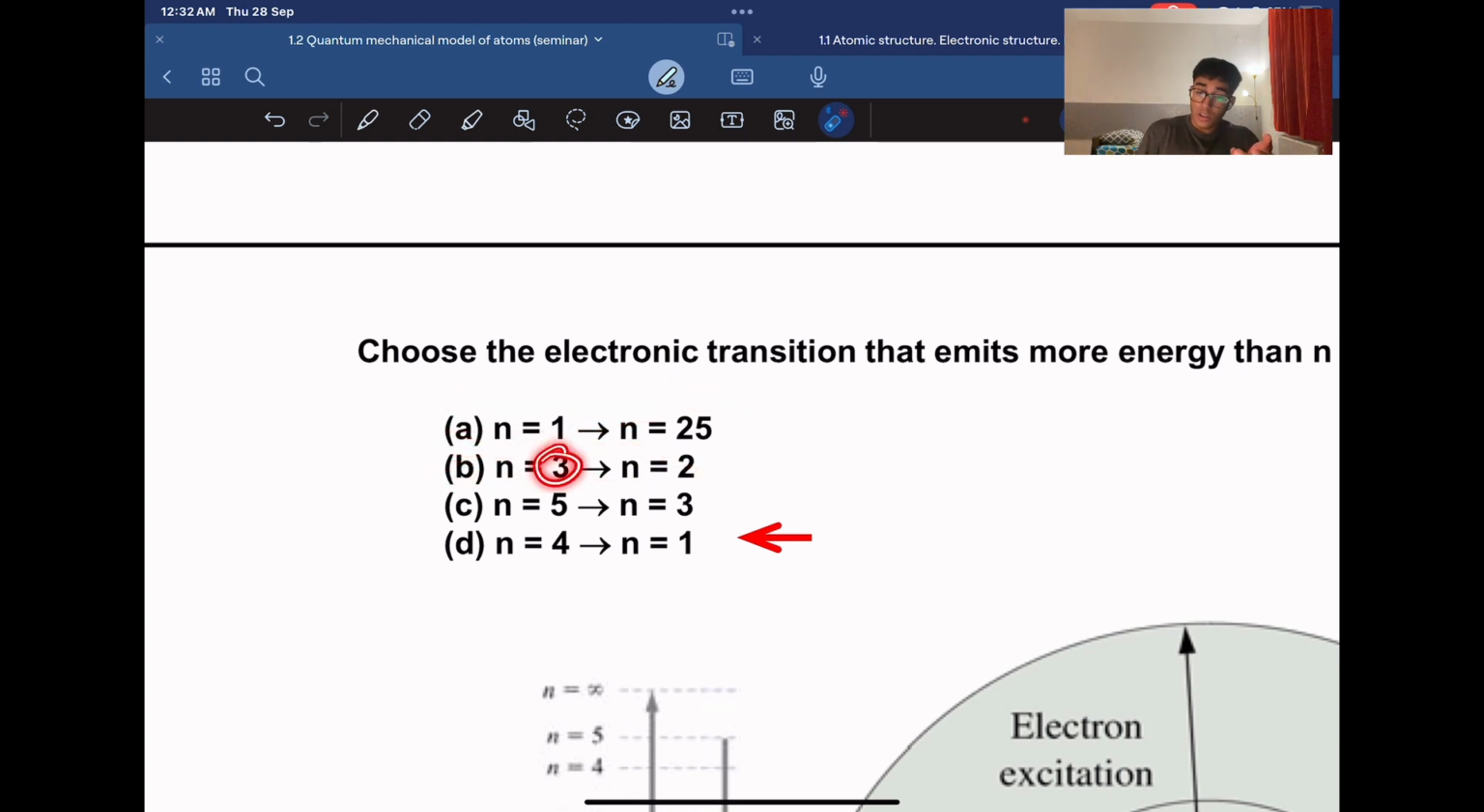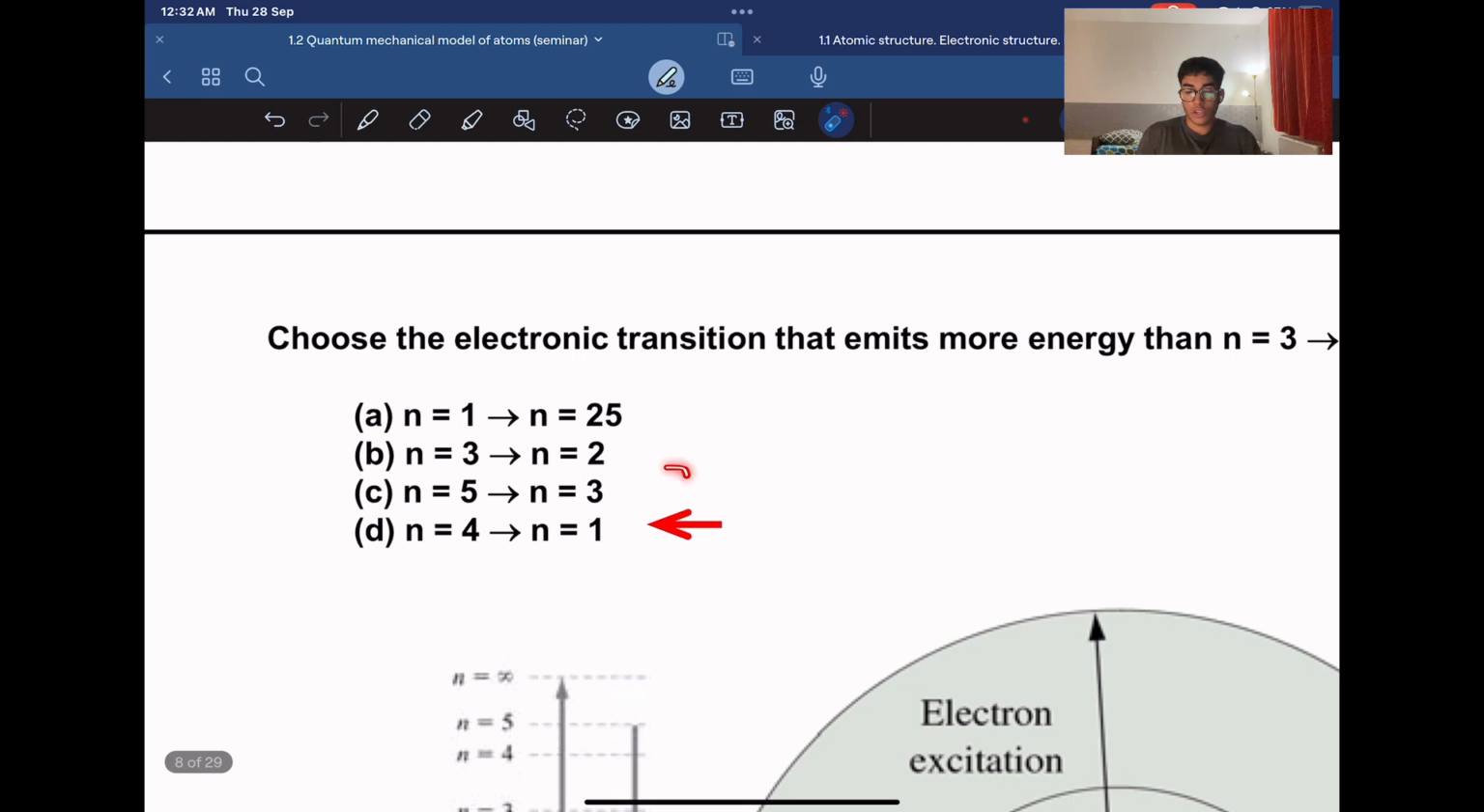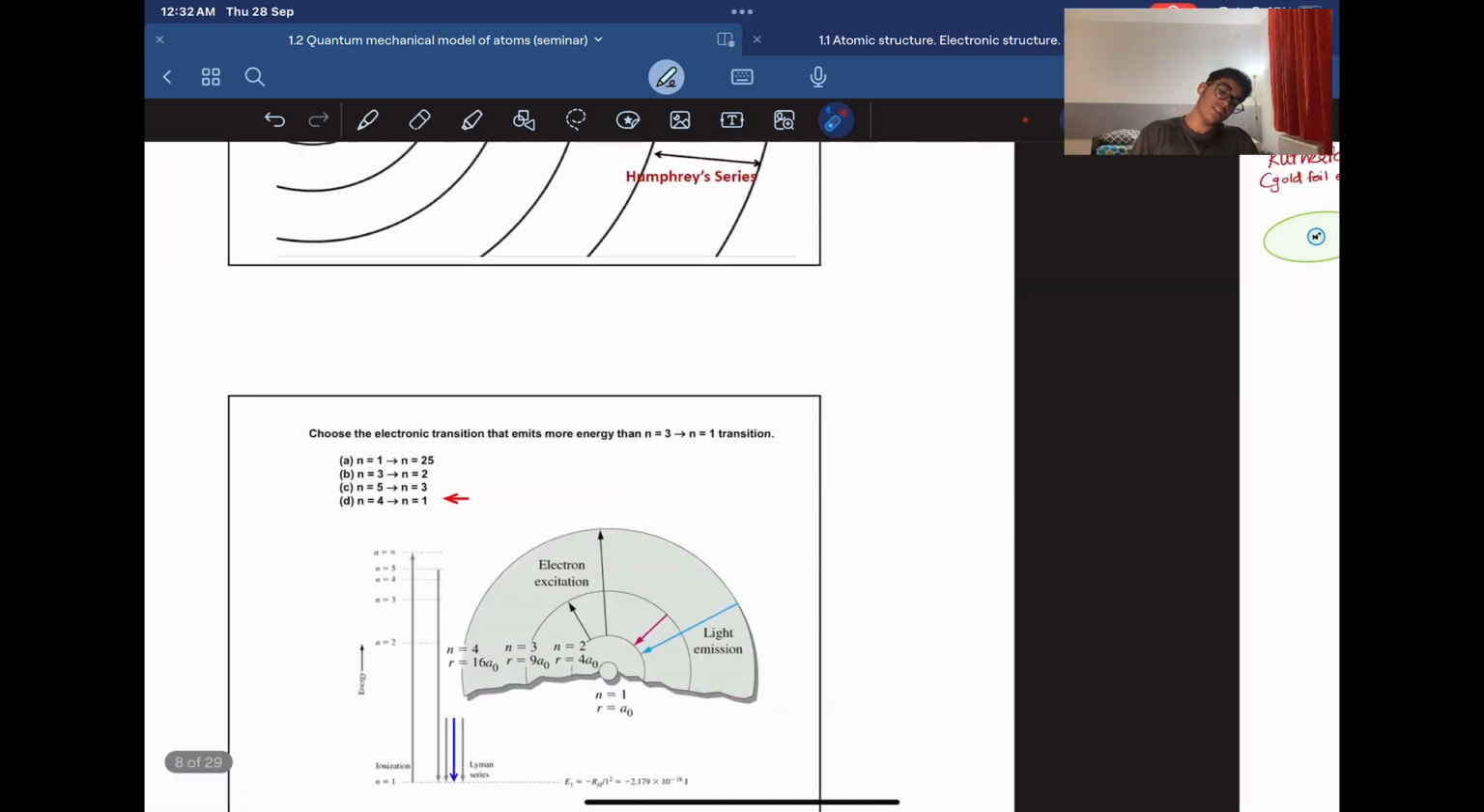This one we can consider, but still this has only a difference of 1 energy level. So it's still not greater than the question. Then we have 5 and 3, which basically has the same difference between the energy levels. That's 2. And now finally we have 4 to 1, which has an energy level difference of 3. So yes, this is our answer.